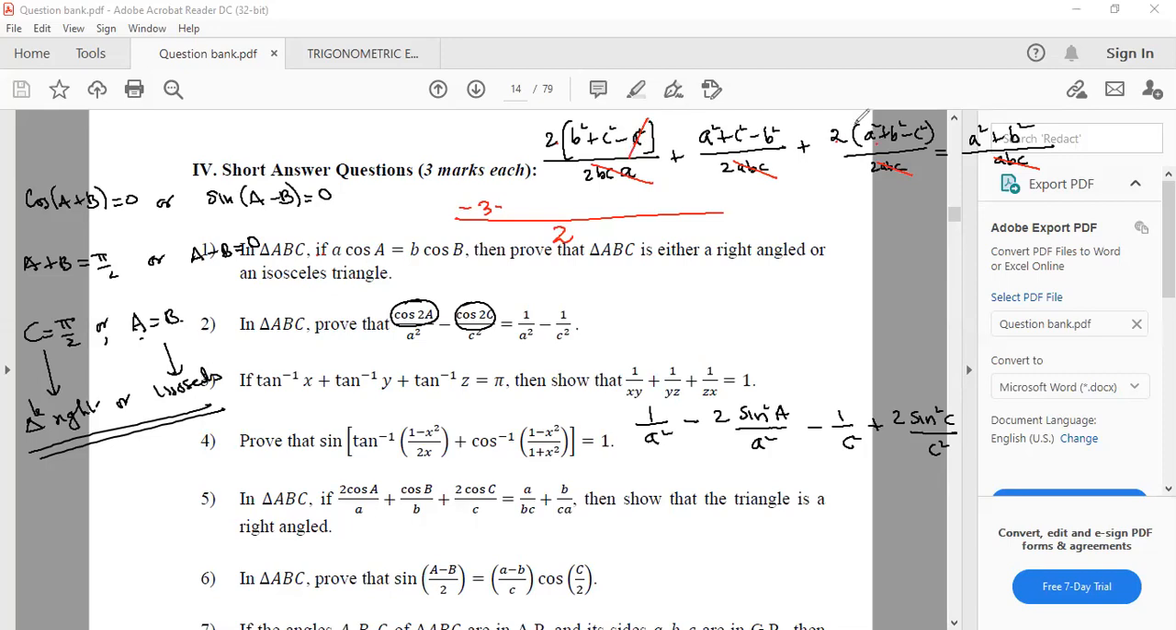2a square तो ये दोनों कैंसिल. फिर 2 cancel कर दो ना. 2b square बचा है. 4b square बचा है. 2 रहने दो उधर. a square cancel. 2c square, c square cancel. Now write your answer. 2b square minus b square plus 2b square. So 3b square. बराबर है? Then 2a square and 2c square. A square and c square.